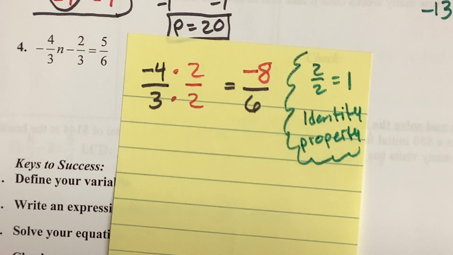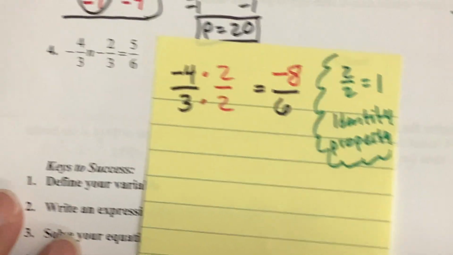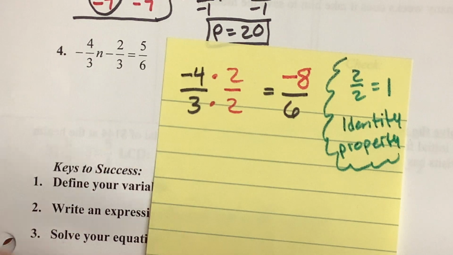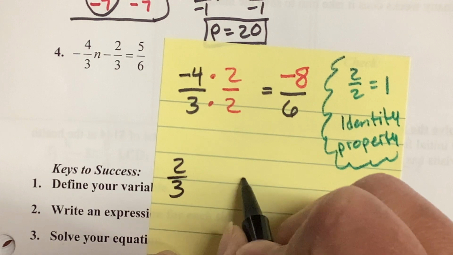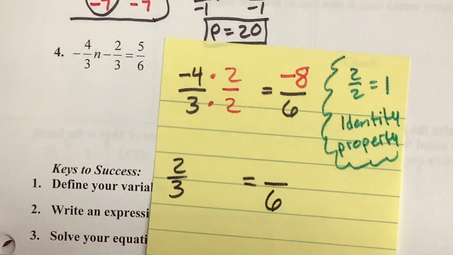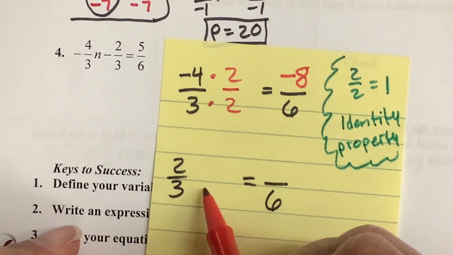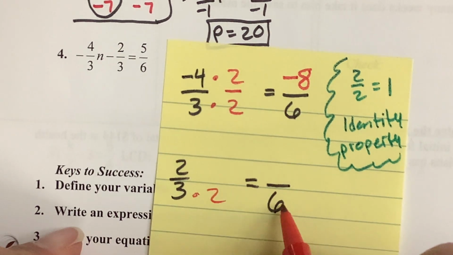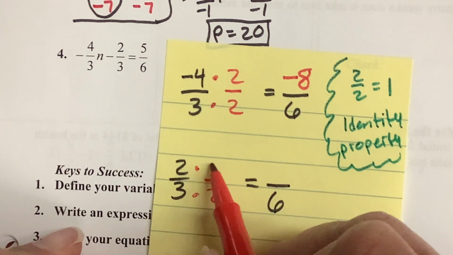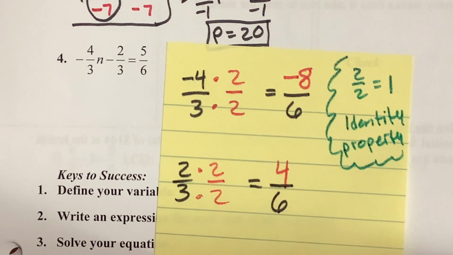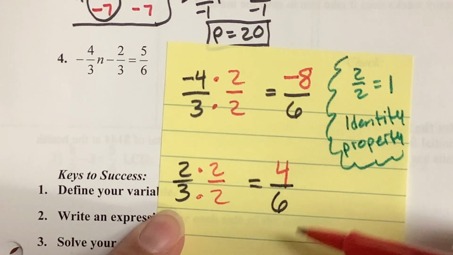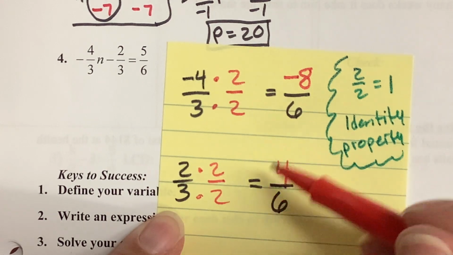So now I have to do the other one. I have to do 2/3. So let's do that. Down here, 2/3, and I want it to be equal to something over 6. Again, identity property. 3 times 2 is 6. But if I do it to the bottom, I have to do it to the top. 2 times 2 is 4. So 2 over 2, that's 1. I'm multiplying by 1. So 2/3 is equal to 4 over 6.